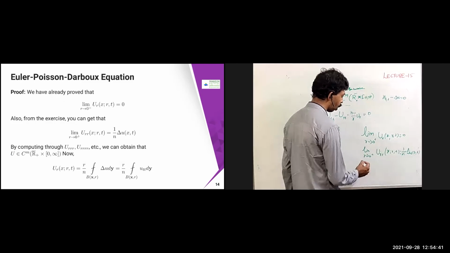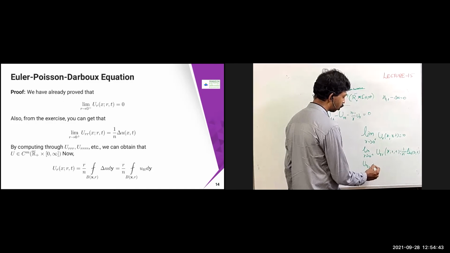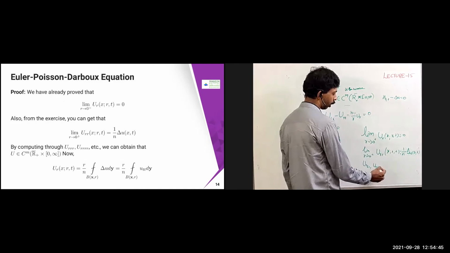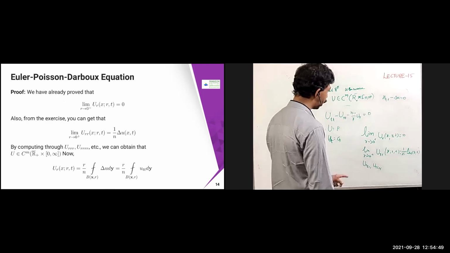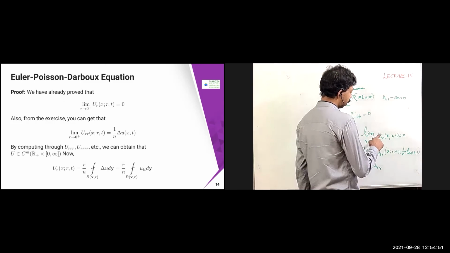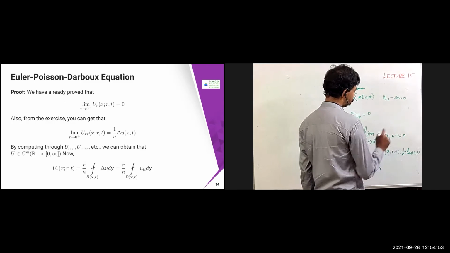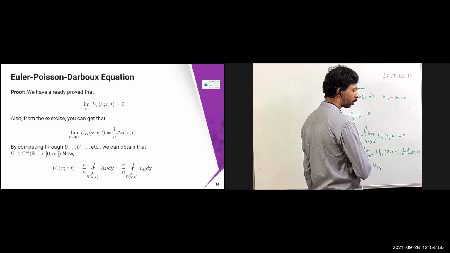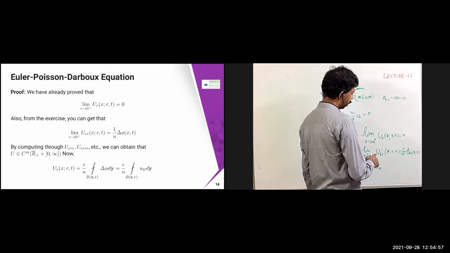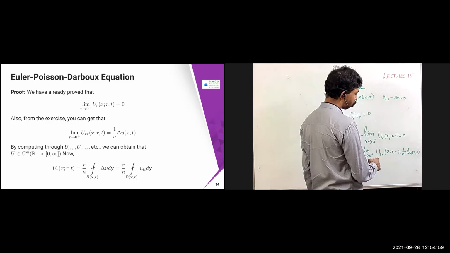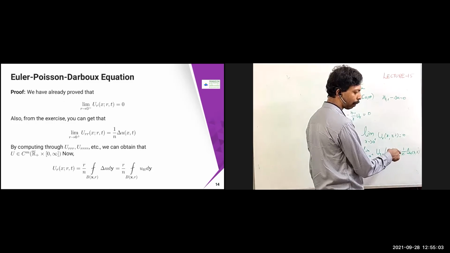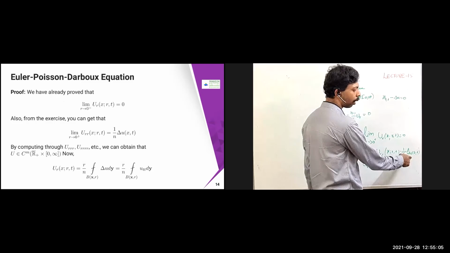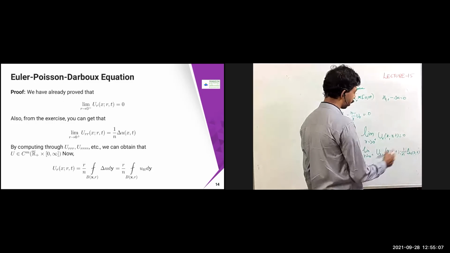Similarly, you can compute U_rr, U triple r, U 4r, etc. So from here you can observe that U_r of x comma r comma t equals 0, and therefore this is going to belong to C^m of R plus. Similarly, for U_rr as r tends to 0 plus, it is going to be 1 by n del u of x comma t, but u is already in C^m, so it is going to be satisfied. Means C square is already there.